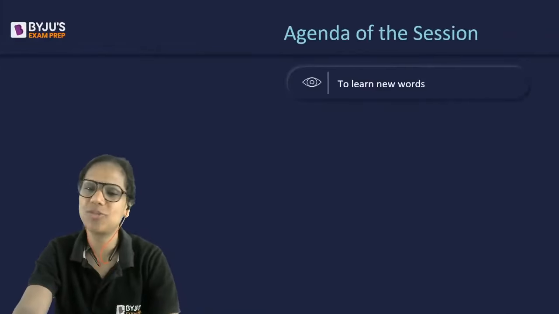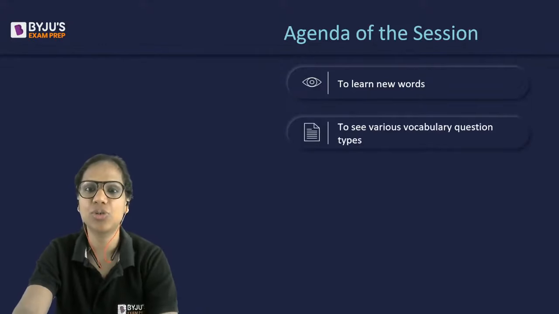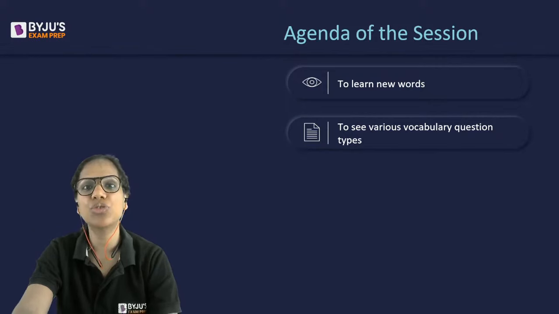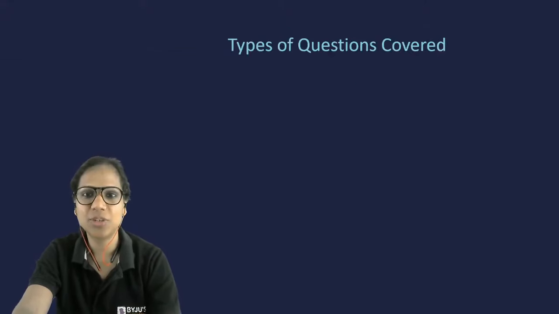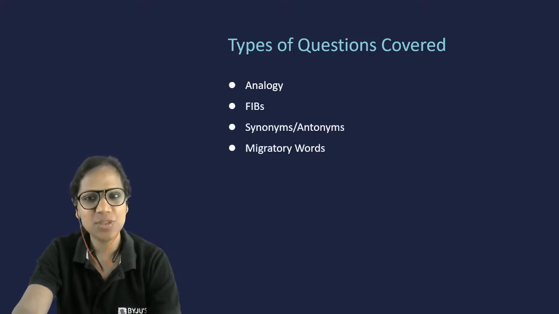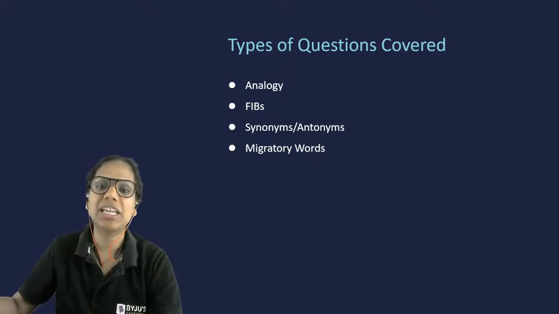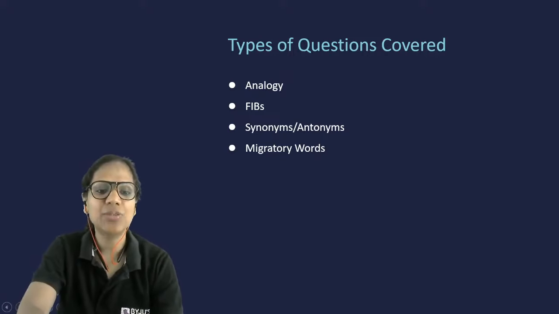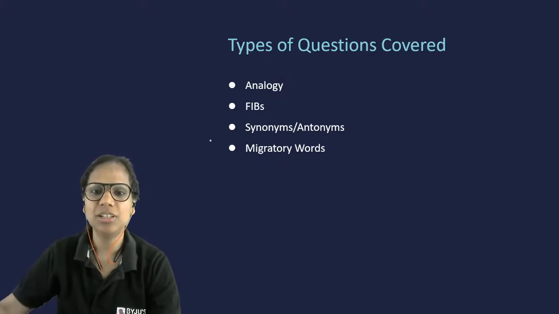Of course we learn new words today, that's on the agenda, and we'll see some question types. My aim is to expose you to various question types that are asked in your OMETs. So what all question types are we going to cover? Analogy, fill in the blanks, synonym antonyms, migratory words. We'll see a couple of them, not a lot of them. Migratory words are those that have come from other languages to English. For example, the word faux pas.